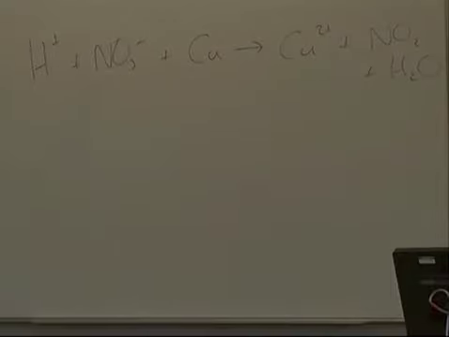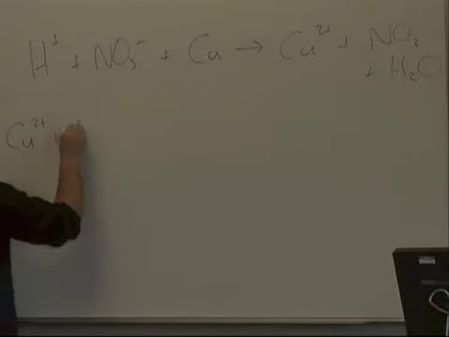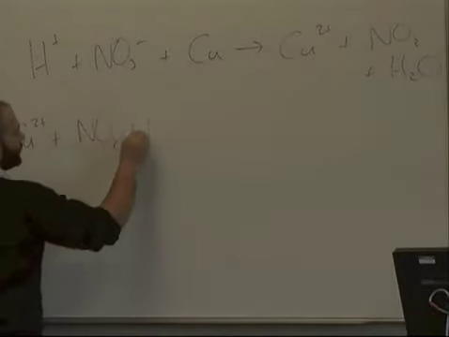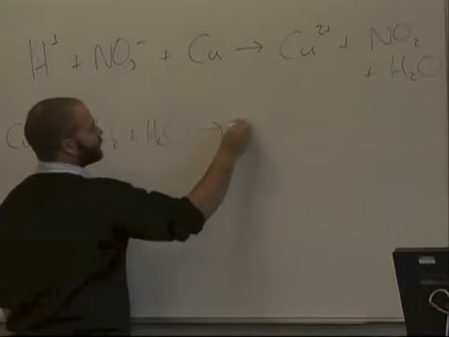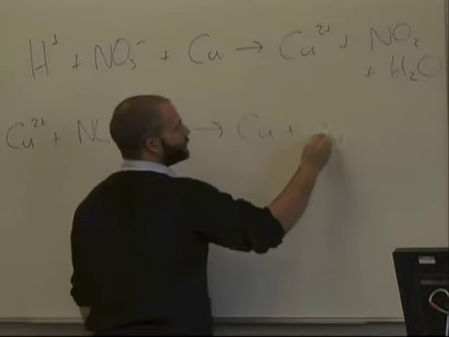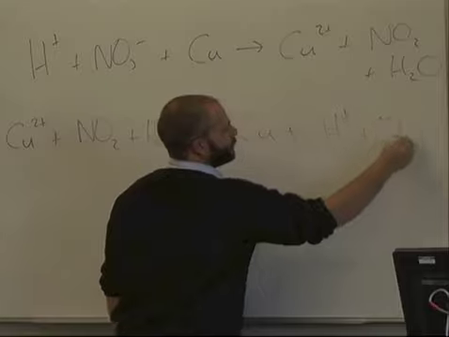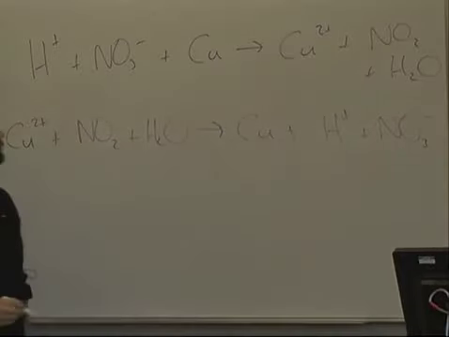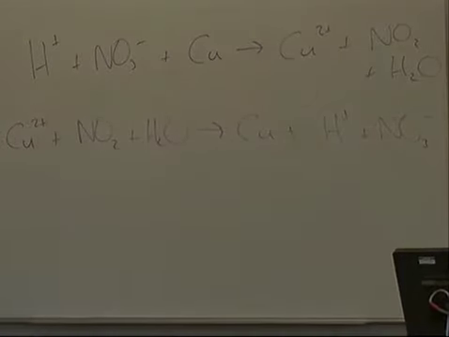So that would be the case if the top one was the reduction and the second one was the oxidation. The option would be to be the other way around, that the top one was the oxidation and the bottom one was the reduction. If that was the case, then it would be this. It would be copper 2 plus, NO2 plus H2O gives copper and H plus and NO3 minus. Okay, are we happy with what I've done there?